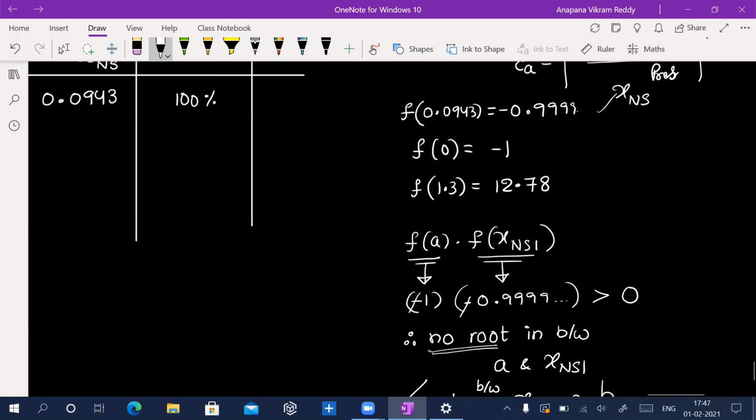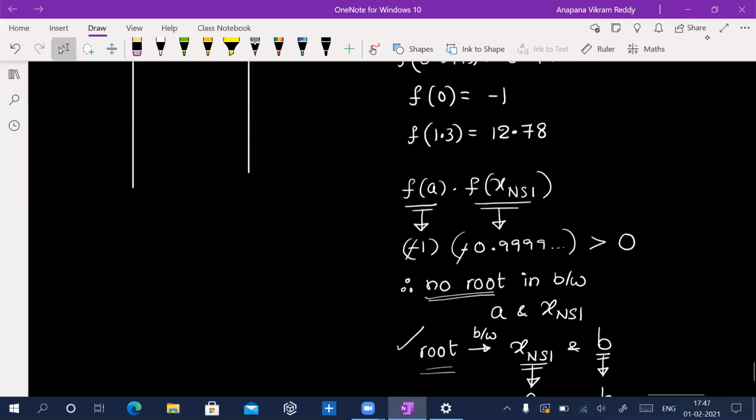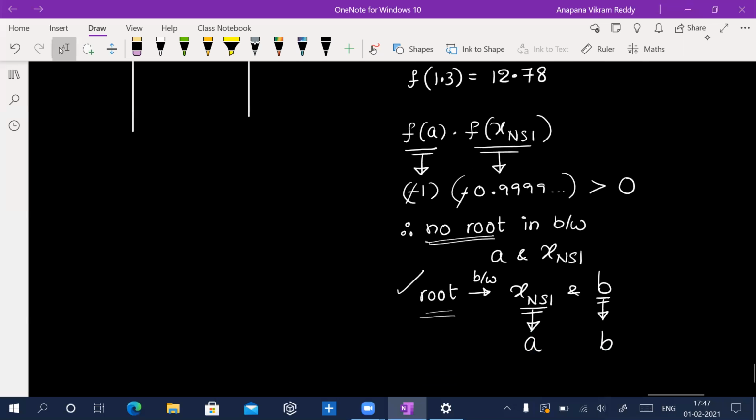You should know how we are changing the interval every time. If you say we are clear, then I can go for the next iteration. Everyone, are we clear so far? Yes, sir.